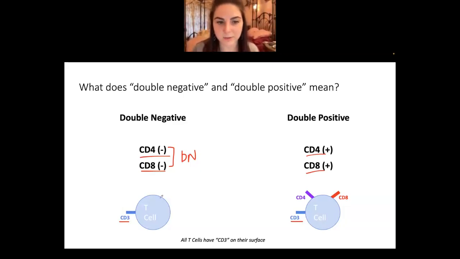Because you can't ask the cell, hey, what type of cell are you? You can't ask it that. So if you're screening cells, you say, oh, this has CD3, it has to be a T cell. That's the lineage it comes from.